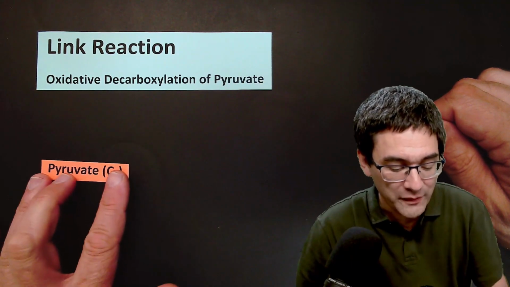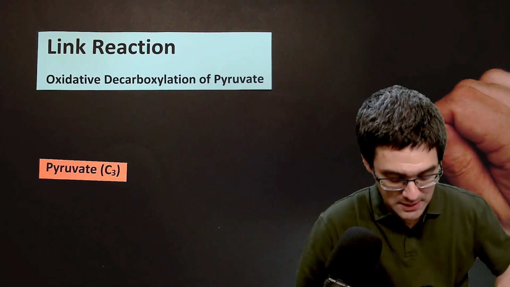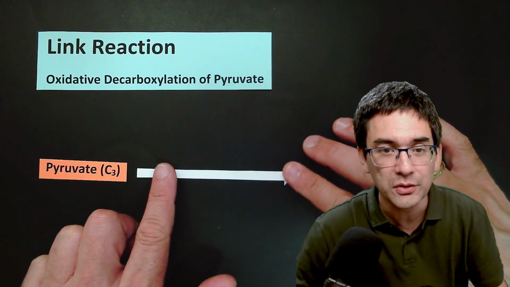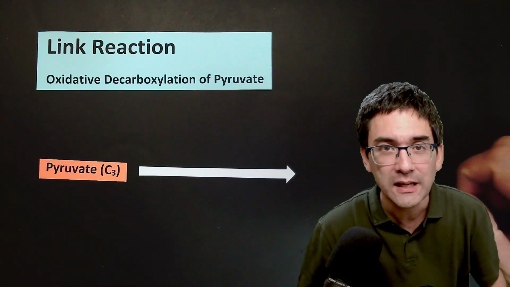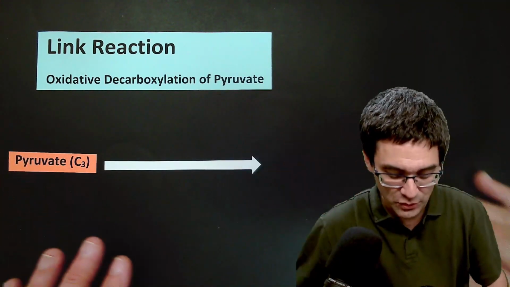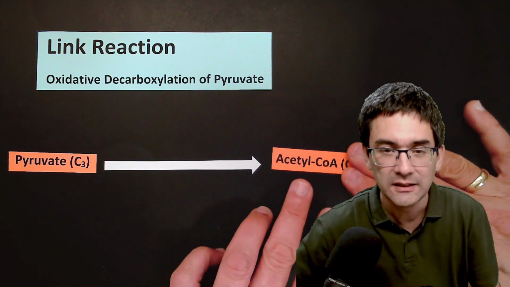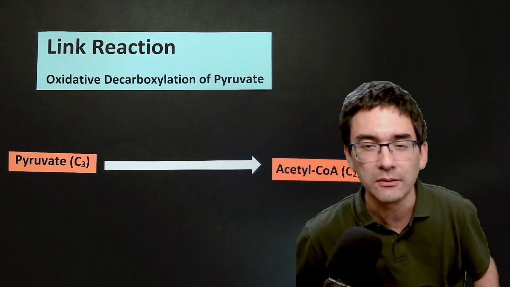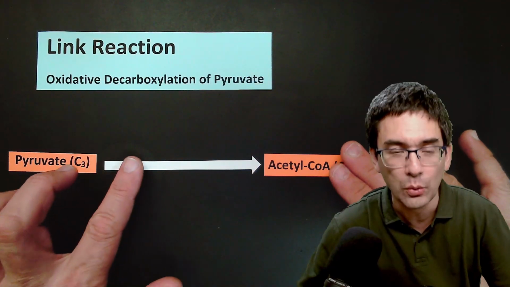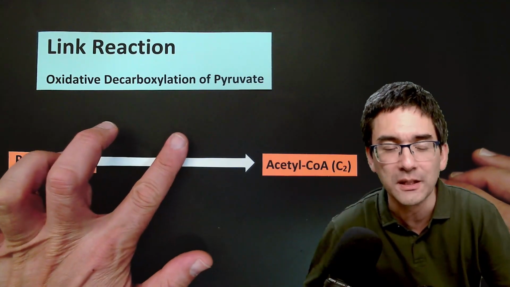So pyruvate, then of course I need a big, huge, large arrow, because something's going to happen to this pyruvate. Let me move everything over a little bit. This pyruvate is converted to a substance that we know as acetyl coenzyme A. I have to move over a little bit so that you're able to see everything. Acetyl coenzyme A is the name of the substance.